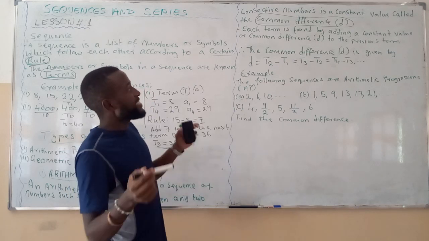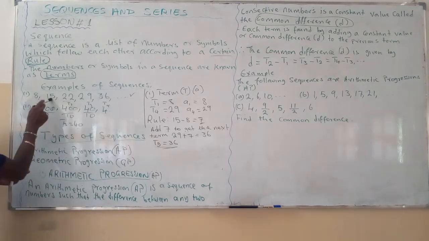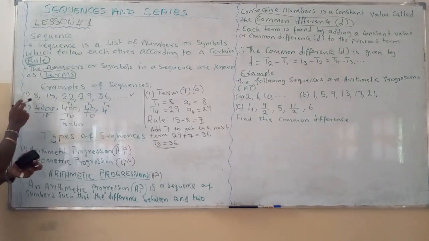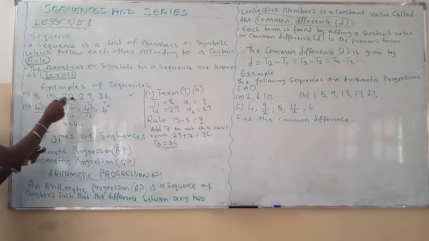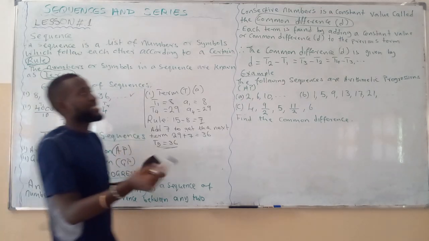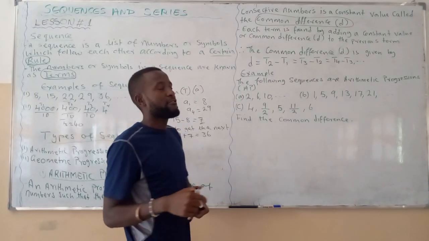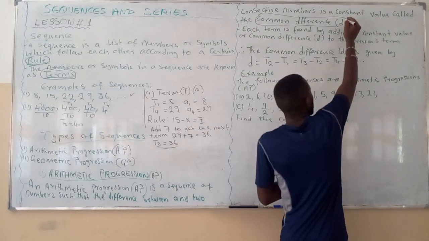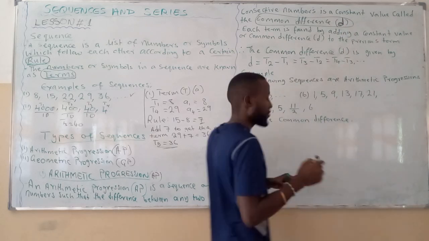Okay, so now each term is found by adding. For me to find the next term, I need to use the common difference and add it to the first term to get the second term. If I want the third term, I add the second term plus the common difference. That is what they mean by finding each term by adding a constant value, the common difference. And the common difference can be represented by the letter D.